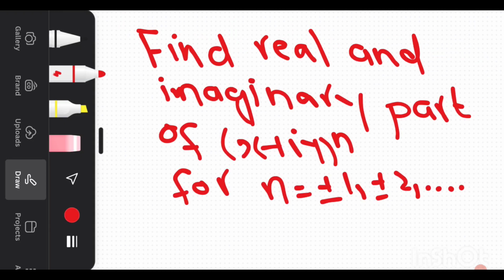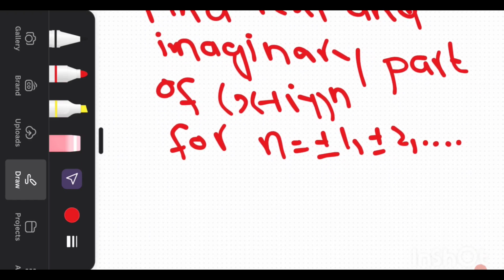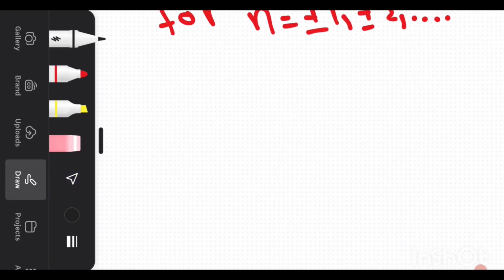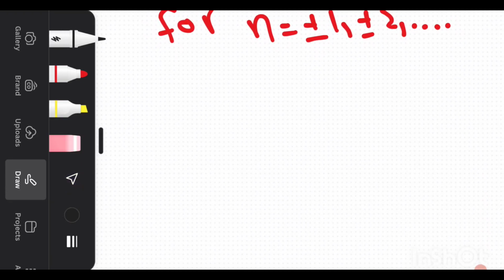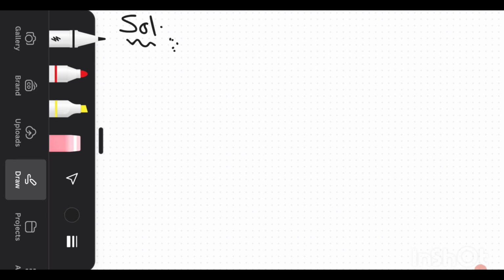So now we have a question, and the question is: find the real and imaginary parts of (x plus iota y) whole power n for n equal to plus minus 1, plus minus 2, plus minus 3, and so on. So we will find this question's answer. So the solution is, now let's solve this question. As we know, first we will change it into polar form. Our question is (x plus iota y) whole power n. So we are going to find the real part and the imaginary part.